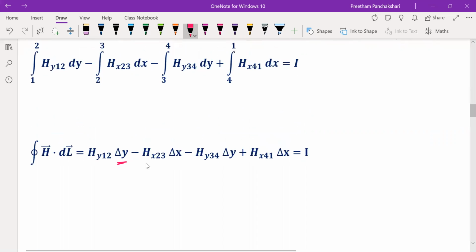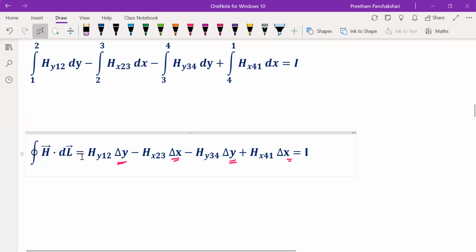Similarly, for the others also, H values are taken as constant, 2 to 3 delta x, versus delta y, delta x. Correspondingly, the components of H are taken out of the integration and the differential lengths are integrated. We get incremental lengths, the total lengths of the corresponding sides. So now it's time to find the magnetic field H. The length of each side is calculated already. So what is Hy12? We shall work out that.